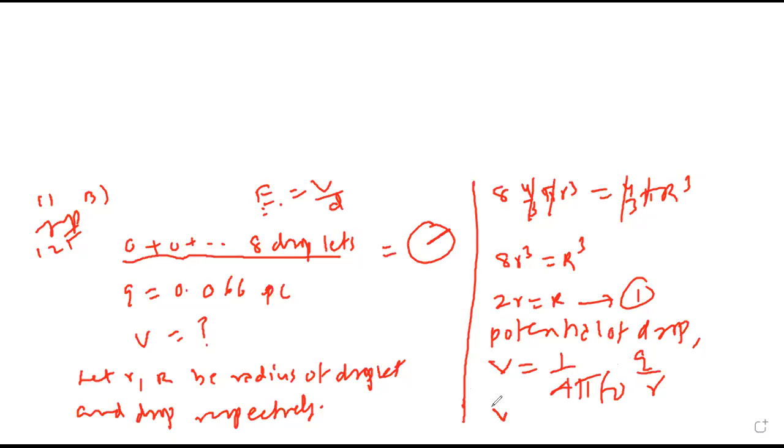Bigger drop, okay. This is then for bigger drop, 1 upon 4 pi epsilon naught, total charge of 8 droplets will become 8Q and radius of bigger drop is capital R. Okay, please copy this one.